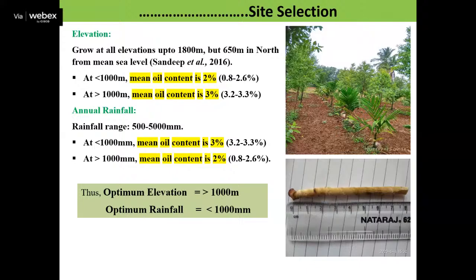Regarding elevation and rainfall, generally an elevation of more than 1000 meters is good for high oil content and hardwood formation, and rainfall should be less than 1000 mm. So this is the optimal level. However, you can try other elevations. For example, in North India, we can try up to 650 meters elevation, and in other places it can grow up to 1800 meters.